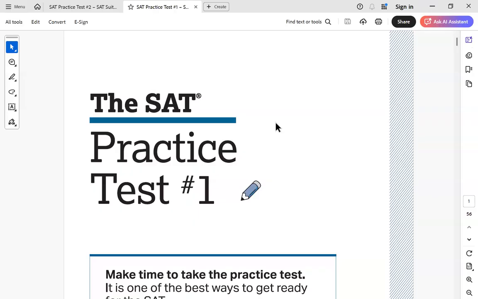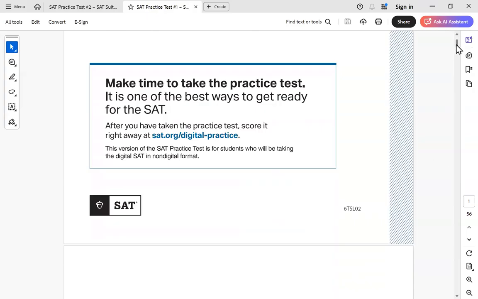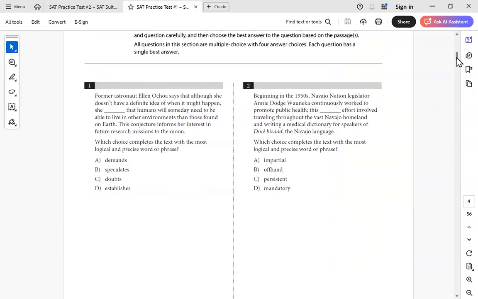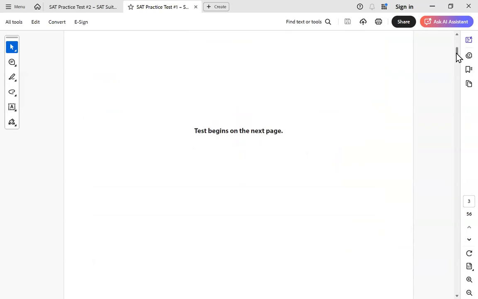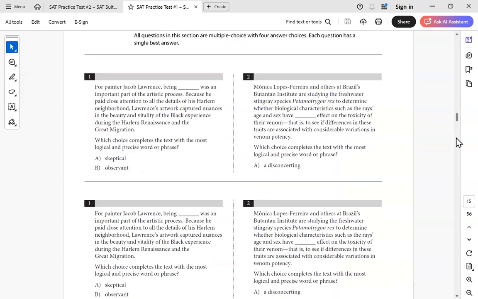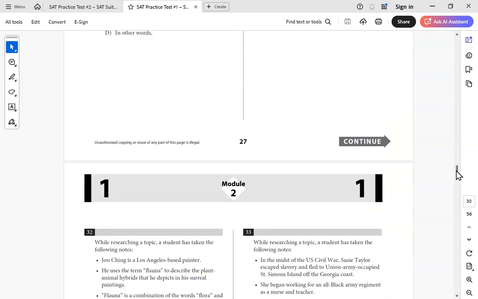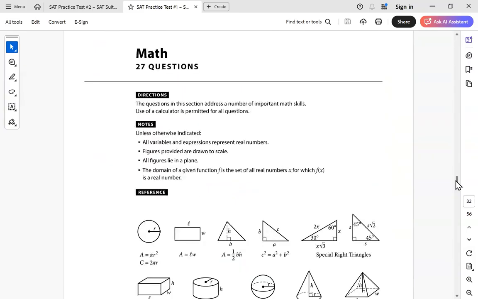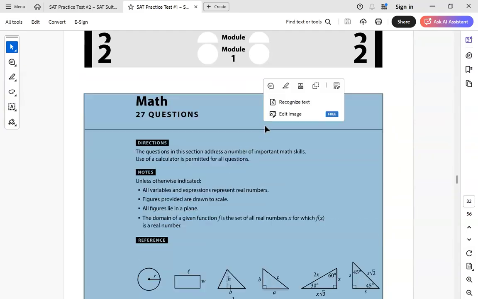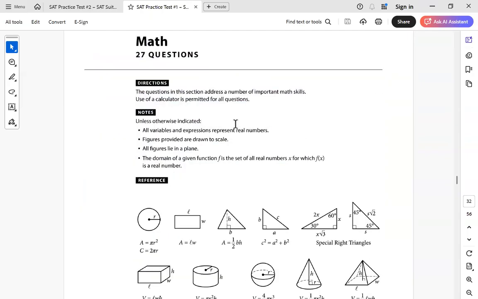When you open that practice test up, the first page will look like this. Obviously, practice test number 1. The first part is the reading and writing portion. There's module 1 and module 2 of reading and writing. And then it starts around page 30 with the math part. So module 1 starts on page 30.